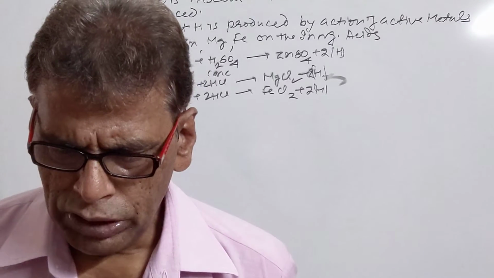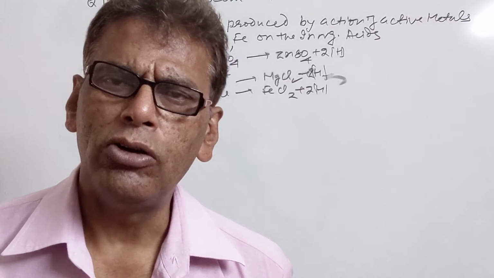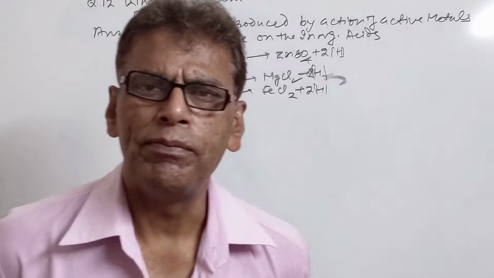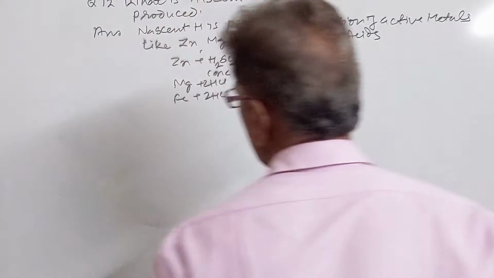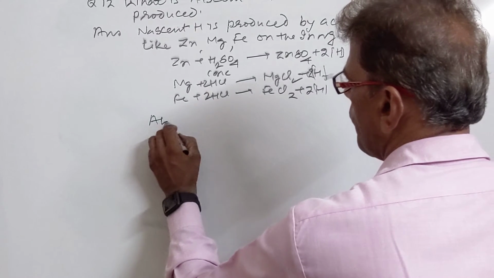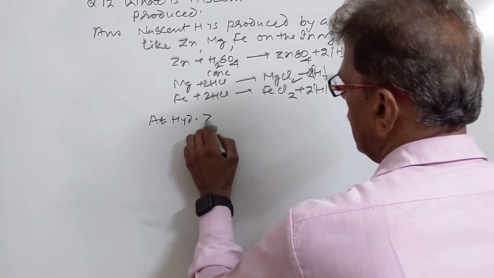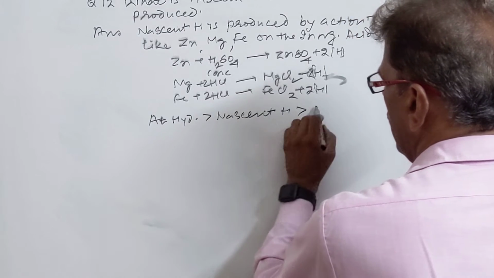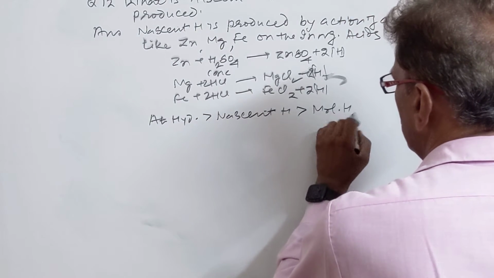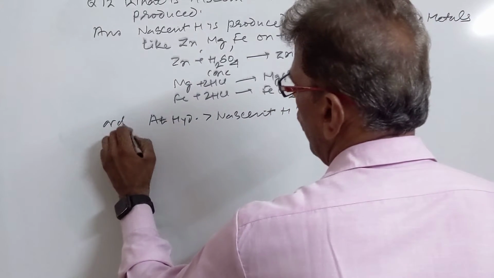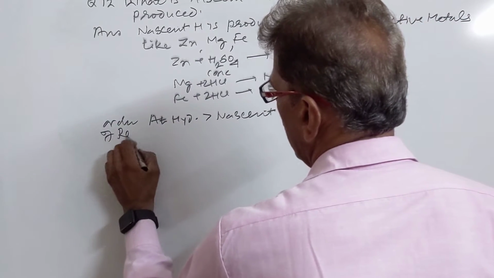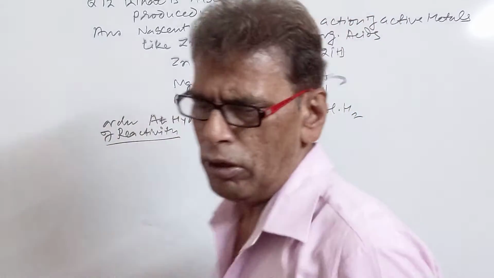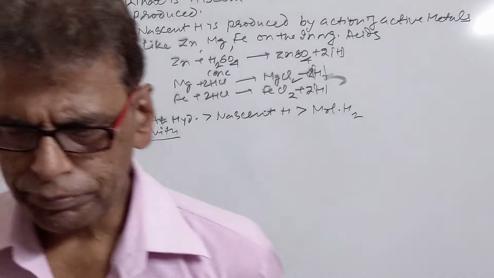Then which hydrogen is the most reactive out of atomic hydrogen, molecular hydrogen and nascent hydrogen? It is the atomic hydrogen which is more reactive. Then comes nascent hydrogen, and in the last we have molecular hydrogen. So this is the order of reactivity of hydrogen.